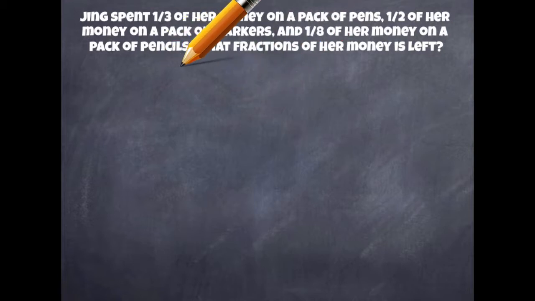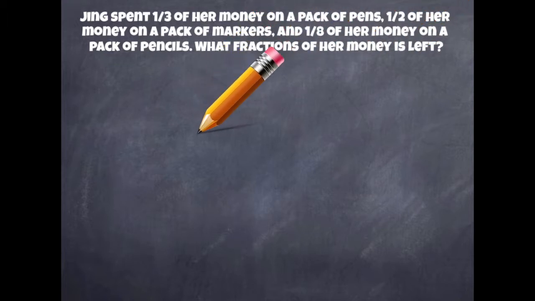All right, guys, so this problem says that Jing spent 1/3 of her money on a pack of pens, 1/2 of her money on a pack of markers, and 1/8 of her money on a pack of pencils. So she spent a lot of money, right? Not all of it. She spent all these fractions of it. So what fraction of her money is left? Right off the bat, obviously we're dealing with fractions and we're dealing with parts of a whole. What the question is actually asking us to figure out is what fraction of her money is left. So that's what we want to know. What does she have left?